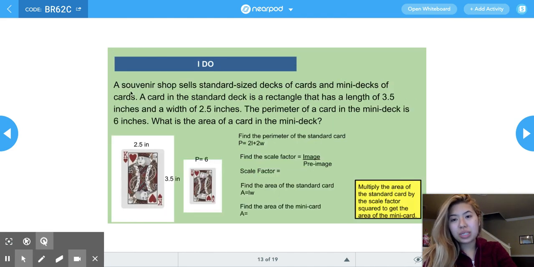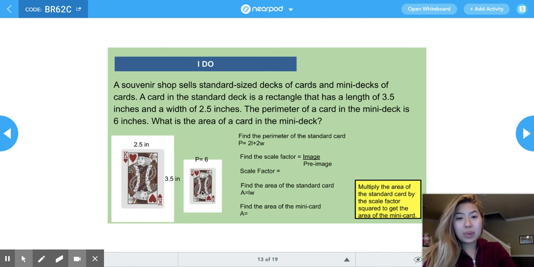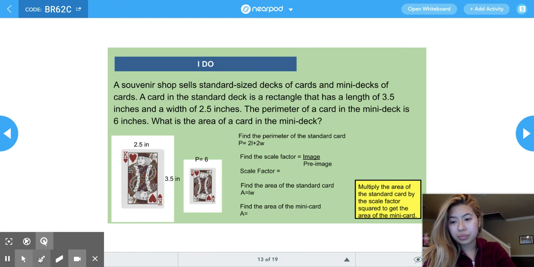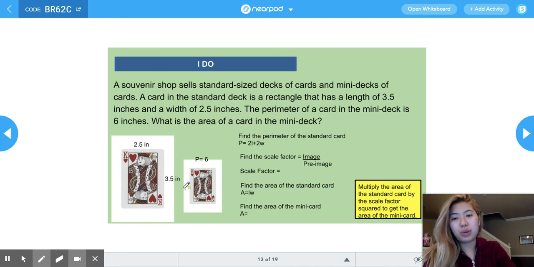For this next I do, it reads, a souvenir shop sells standard size decks of cards and mini decks of cards. So this is the standard size, this is the mini size. A card in the standard deck is a rectangle that has a length of 3.5 inches and a width of 2.5 inches. The perimeter of a card in the mini deck is 6 inches. What is the area of the card in the mini deck? So basically we have to work backwards, right? So we're gonna start by doing the same thing. We're gonna find the perimeter of the standard card. So 2.5 plus 2.5 plus 3.5 plus 3.5, and that is 12 inches.